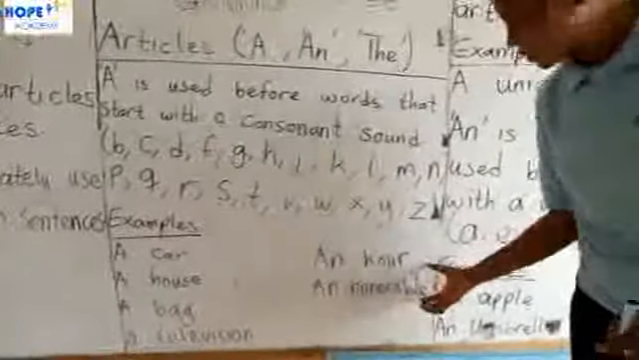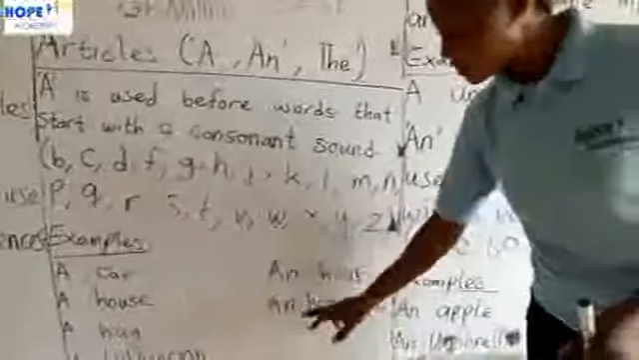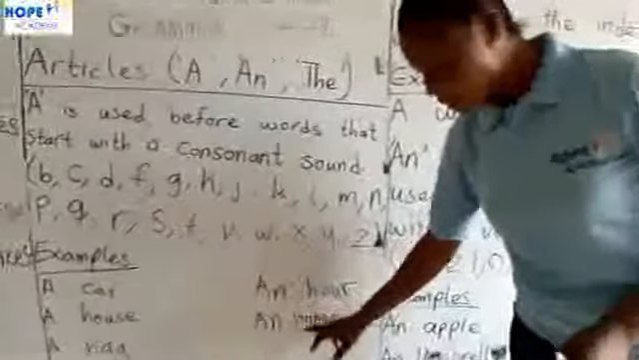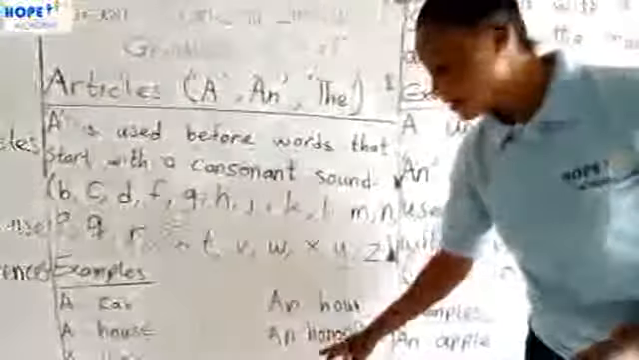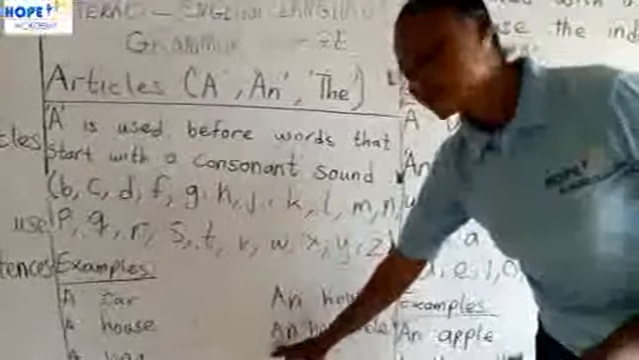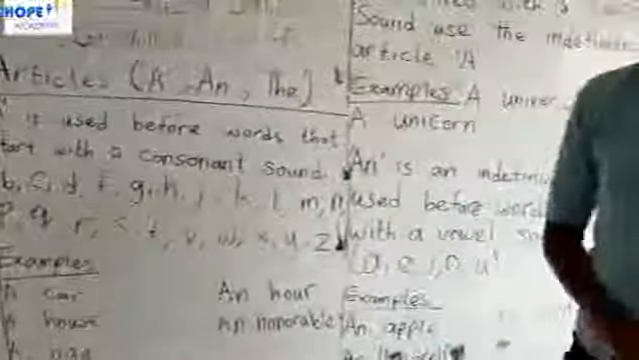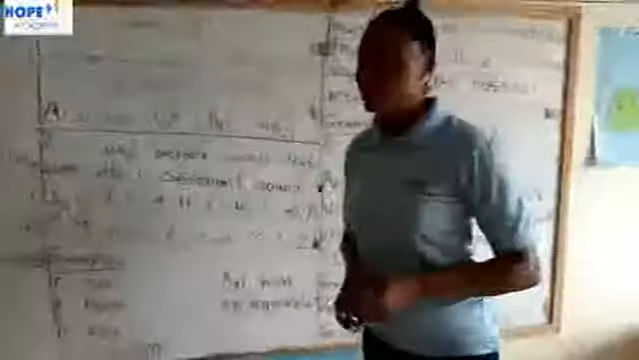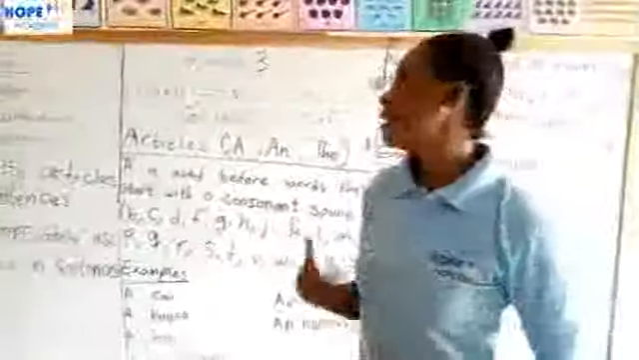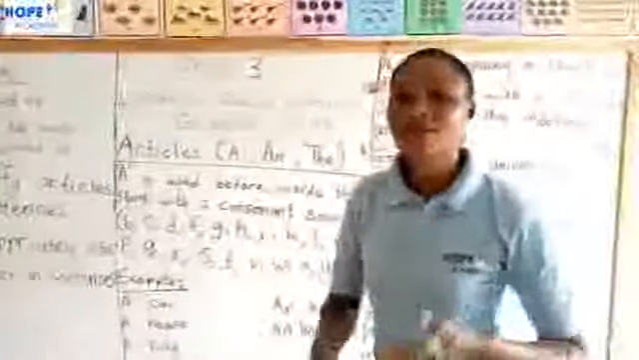Then we have an unravel. This is a consonant, but it sounds like a vowel, so it goes with what? The an. Okay, now, God willing, next week we'll look at the definite article the.